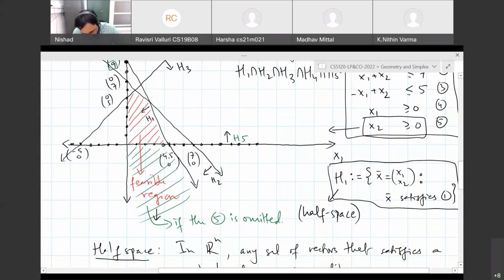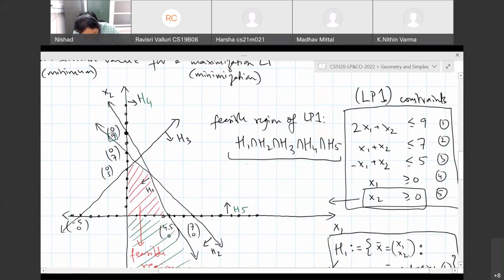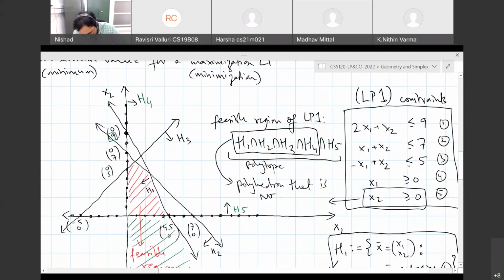Okay, so this is a polytope, right? But if you remove the last constraint, this one is a polyhedron that is not a polytope. Is the difference clear? Are there any questions regarding this discussion about polyhedron versus polytope?